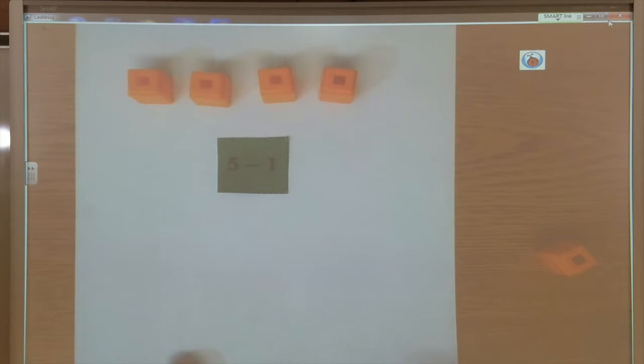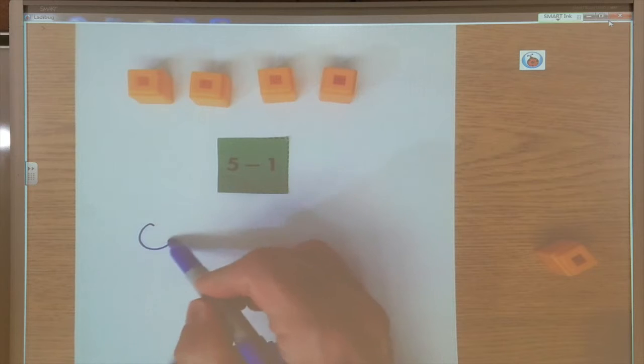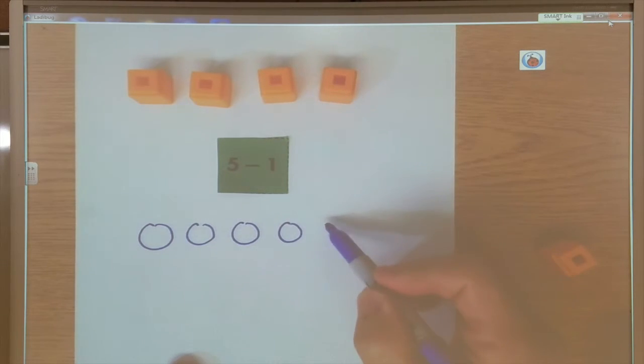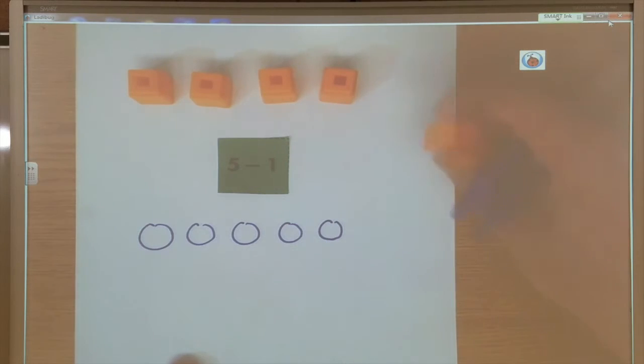As students move along, we want them to be able to represent this same situation, but by drawing pictures. So we begin by drawing the 5 circles that we had. All right, we had the 5 cubes. We're going to draw 5 circles. Now with the cubes, we removed a cube.